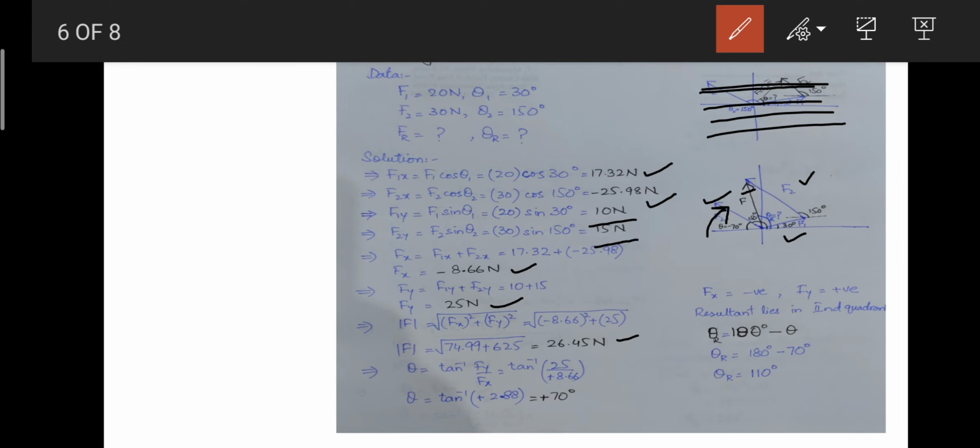That sign would definitely be changed into a negative sign when it comes to the final equation. I'm talking about this one. So theta equals 70 degrees, and now we know that Fx is negative and Fy is positive. So the vector lies in the second quadrant, and we are using the second quadrant equation, which is 180 degrees minus theta. So now the value of 70 degrees has a minus sign with it, and ultimately theta R is equal to 110 degrees. And as you can see in this figure, this angle is observed to be 110 degrees.